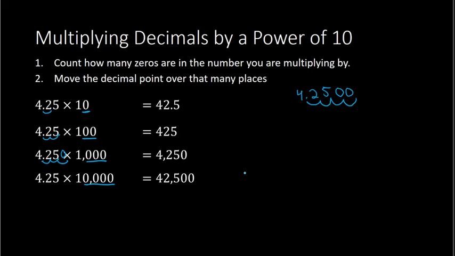And one last time, if we do it times 100,000, we now have 5 zeros after the 1. So I move the decimal point over 5 places. So up here we had moved it 4 places. To move it 5 places, we just add another 0 at the end, and that gives us 425,000.